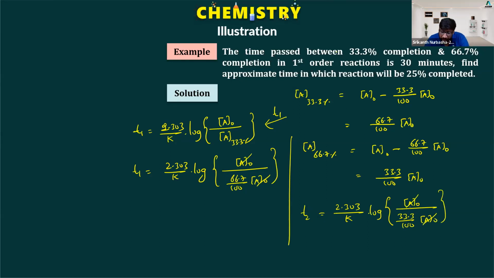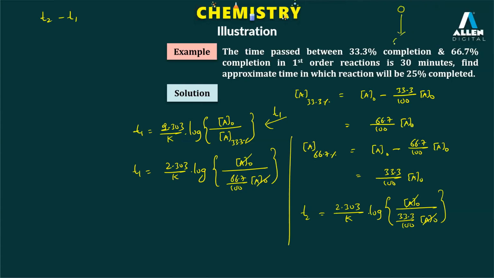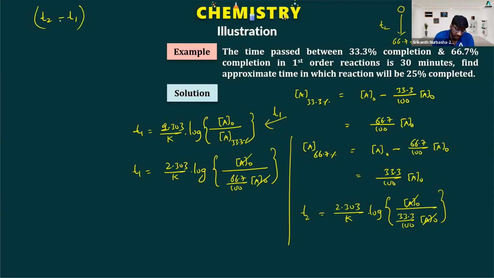So they said that the time passed between 33.3% completion and 66.7% completion is 30 minutes. That means t2 minus t1 is 30 minutes, or not? Yes. t2 is the time from 0 to 66.7%. t1 is the time from 0 to 33.3%. So t2 minus t1 is between 66.7 and 33.3. So t2 minus t1 is equal to 30 minutes. You try to calculate what is t2 minus t1.